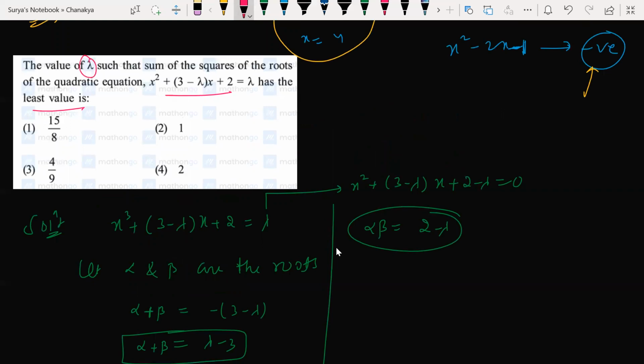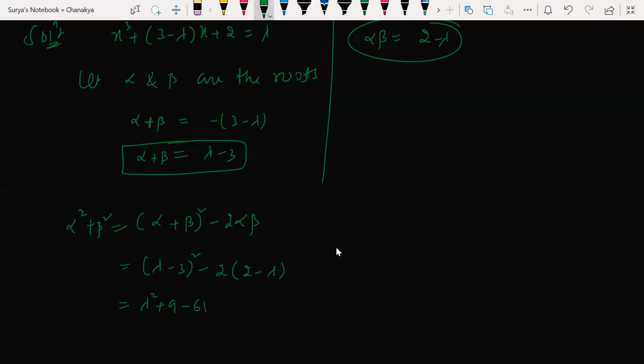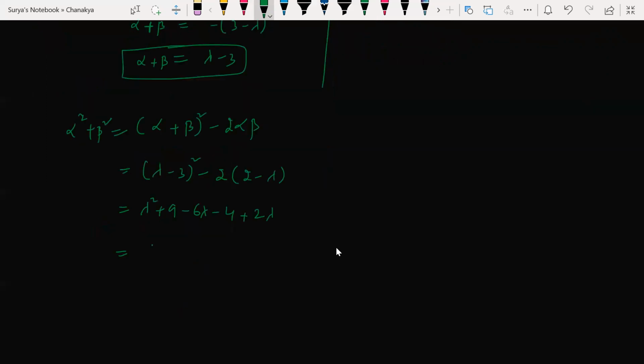The value of lambda such that the sum of squares of the roots of the quadratic equation. Sum of squares of the roots, so alpha square plus beta square. Alpha square plus beta square can be written as alpha plus beta whole square minus 2 times alpha beta, correct? Alpha plus beta whole square is lambda minus 3 whole square minus 2 times 2 minus lambda. So lambda square minus 6 lambda plus 9 minus 4 plus 2 lambda, correct? So lambda square minus 4 lambda plus 5.